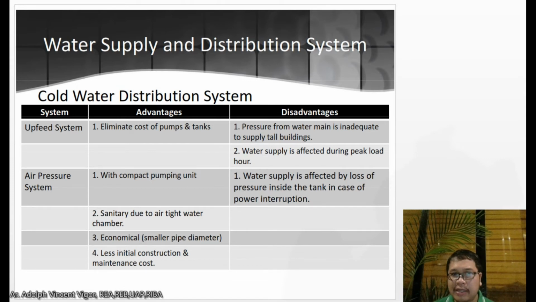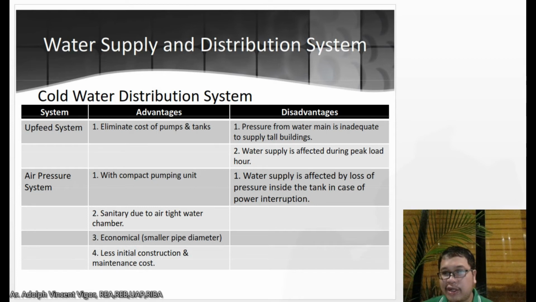So the upfeed system, its advantage is that it eliminates the cost of pumps and tanks. Okay, so your pumps and tanks, class, these are expensive, and one of the advantages of the upfeed system is that you don't need them. And the disadvantage is that pressure from the water main is inadequate to supply tall buildings. Of course, that is true. If the building is too high, let's say more than 2 stories, then there's a chance that the water pressure might change. Then water supply is affected during peak load hours.